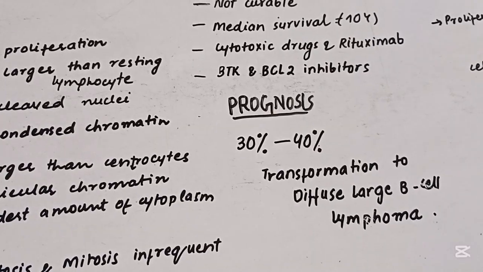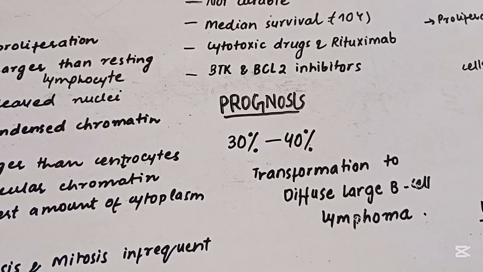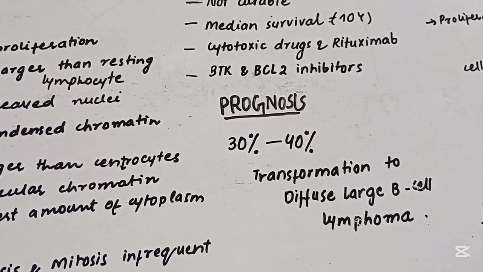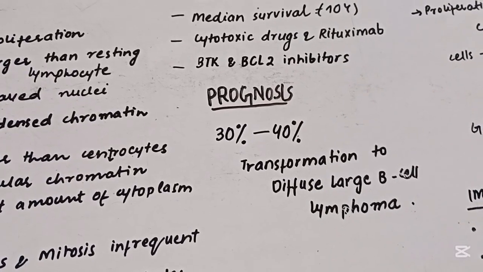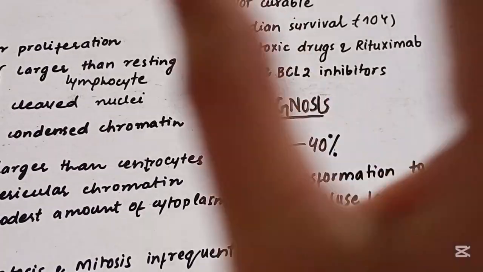Prognosis: in 30 to 40% of the patients, the tumors transform to diffuse large B cell lymphoma, and they have very bad prognosis. So that's all about follicular lymphoma.